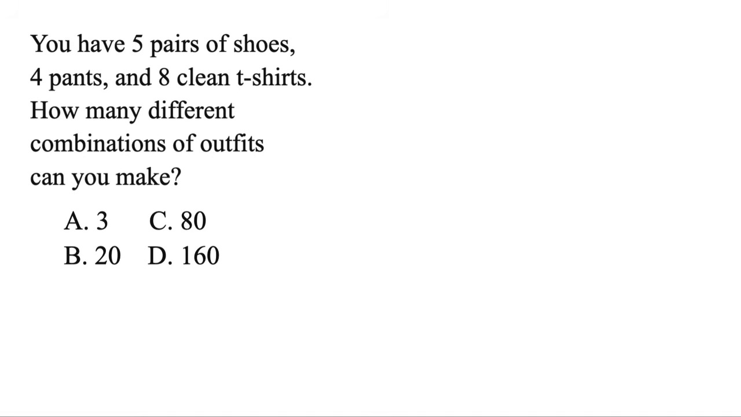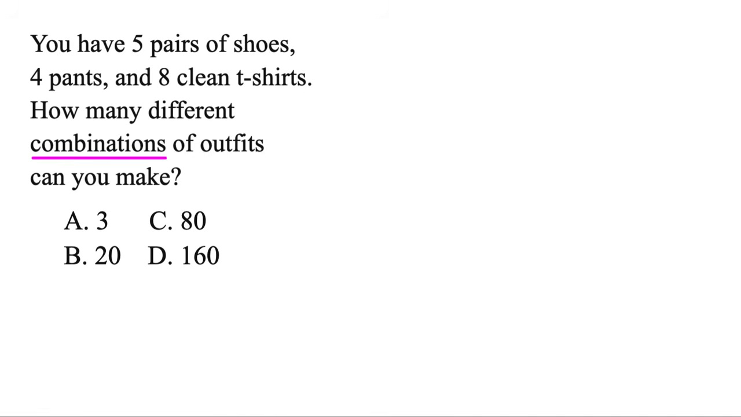In this video, we'll go over how to do combinations and orders of things for the GED. For the first example, we have 5 pairs of shoes, 4 pants, and 8 clean t-shirts. I have to specify because I'm a guy. How many different combinations of outfits could we make?